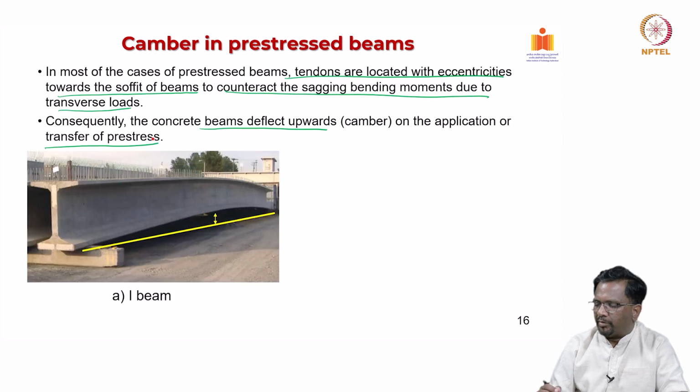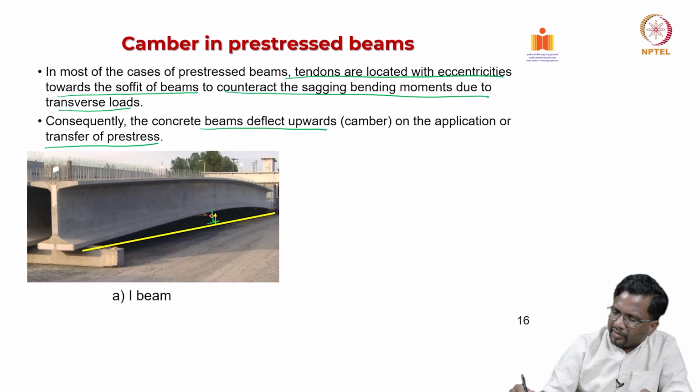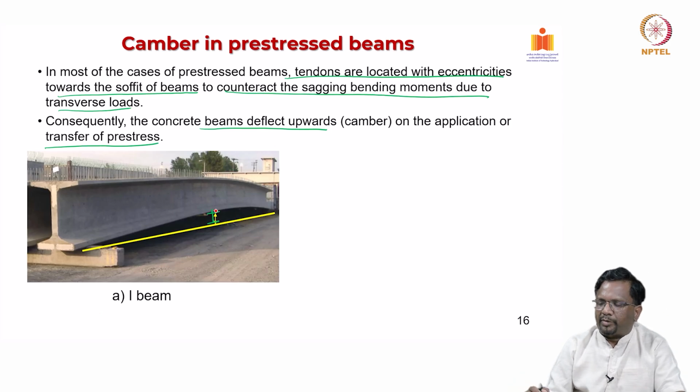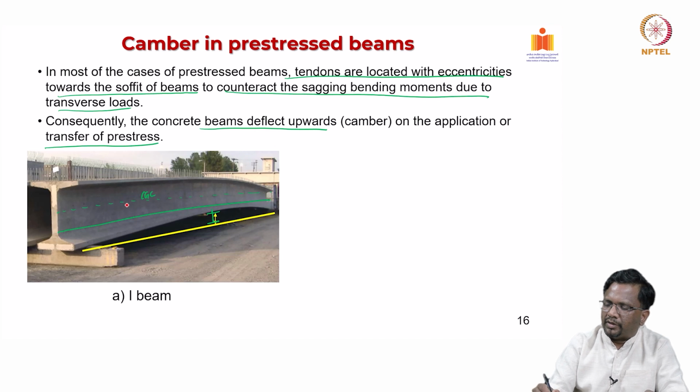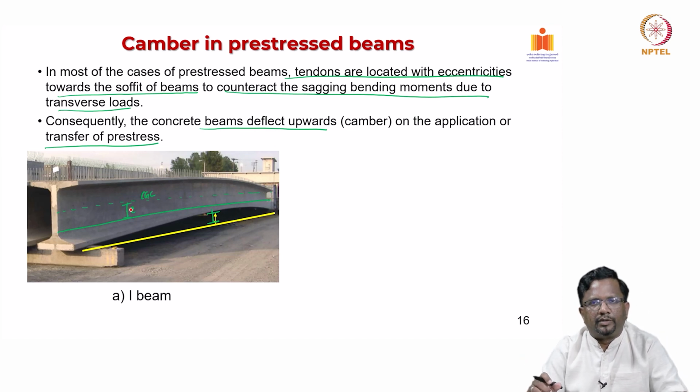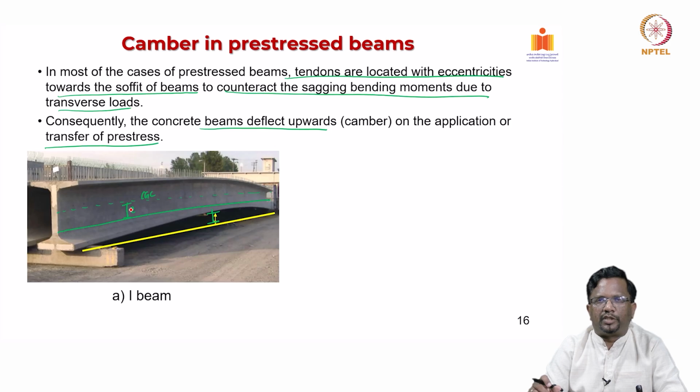Now, this is the example. For example, you see an I-beam, you see the amount of camber, it is lifted up like this. And that means my pre-stressing cables are running somewhat like this. This is your CGS, this is your CGC, and this is your eccentricity. That means I have created a moment that is basically pushing the beam up, due to pre-stress. So, this is a camber.